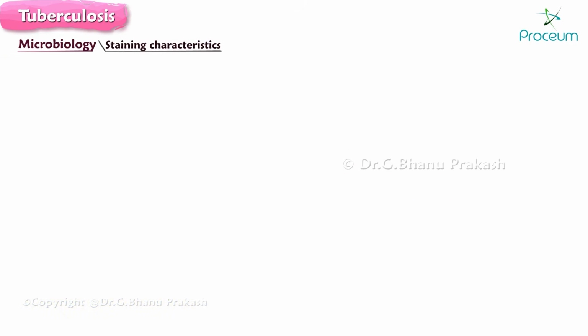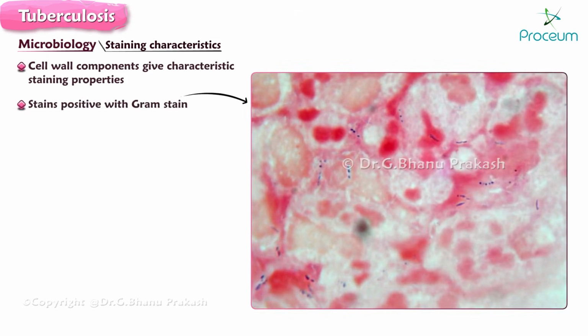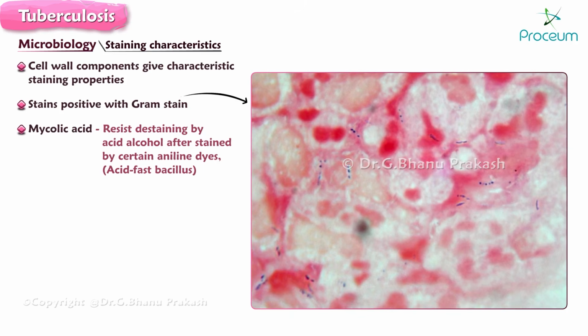Staining characteristics. The cell wall components give Mycobacterium its characteristic staining properties. The organism stains weakly or not at all with Gram stain. The mycolic acid structure confers the ability to resist destaining by acid alcohol after being stained by certain aniline dyes, leading to the term acid-fast bacillus.